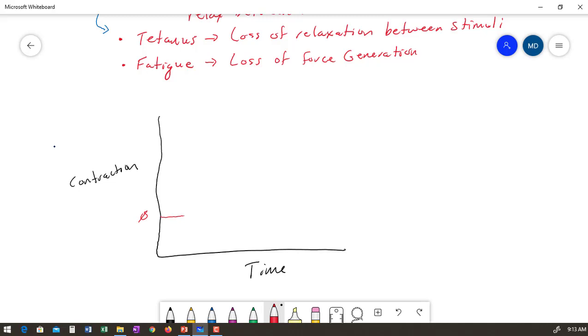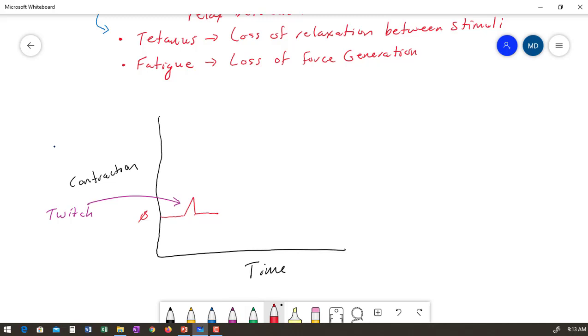If we apply an electrical stimulus to it just very quickly, what we'll get is a contraction force going up and then dropping back down. All right, and we'll return back down to our baseline. This is called a twitch, and this is what it looks like if we look at it on a graph.